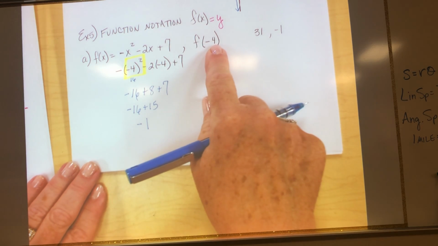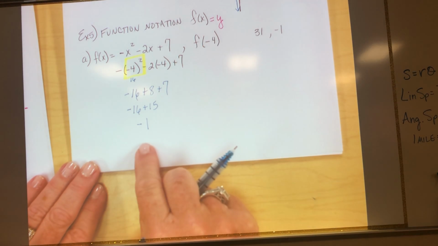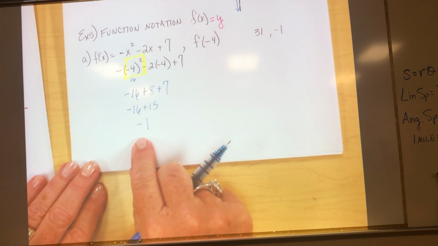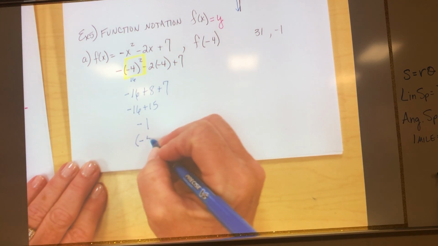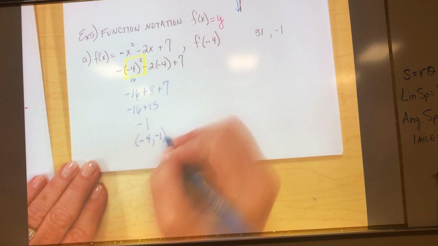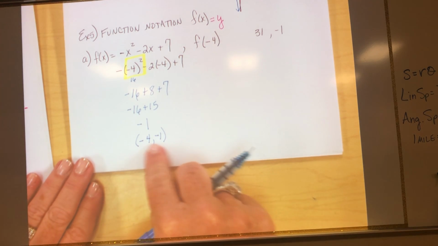This is f of x. That's not equal to y though. No, okay, but it does equal y. Negative 1. And so what does y equal? Negative 1. Okay? And so what's it saying? It's saying that when x is negative 4, y is negative 1. Okay? When x is negative 4, y is negative 1.